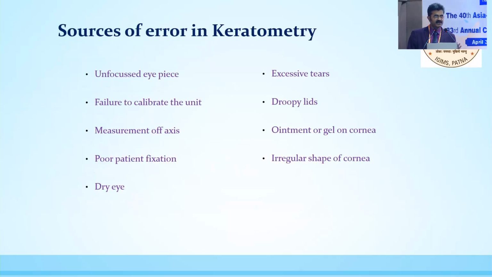Now, the sources of error in keratometry could be an unfocused eyepiece, failure to calibrate, measurement off axis, patient not fixating, dry eye patients. These are all factors that should be kept in mind while you're going for the readings.